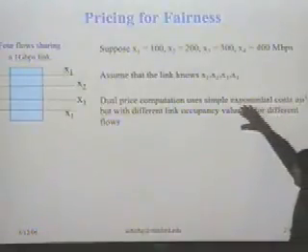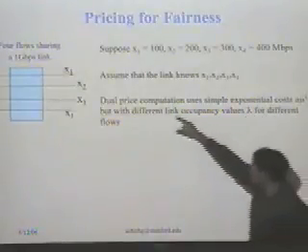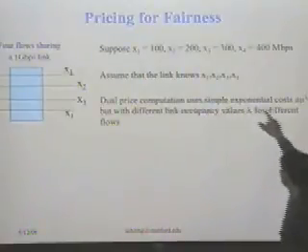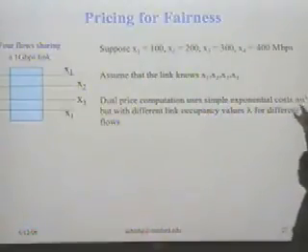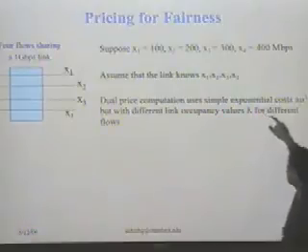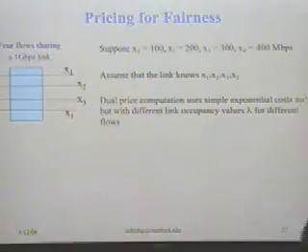If you want to price for fairness, the way to do it is that in the dual price computation, use simple exponential costs as before, but with different link occupancy values lambda for different flows. So if you look at this guy x1, the link is completely occupied, so it looks really expensive. But the guy who's using x1 equal to 100 will say my fair share is 250. I'm only using 100 and you're still telling me that this link is too expensive, right?